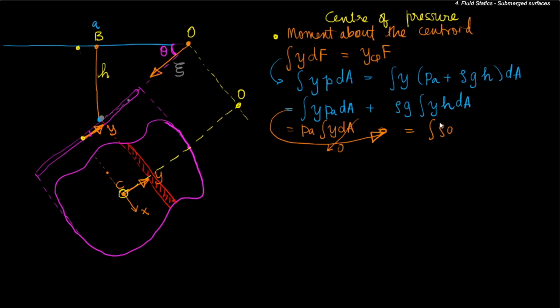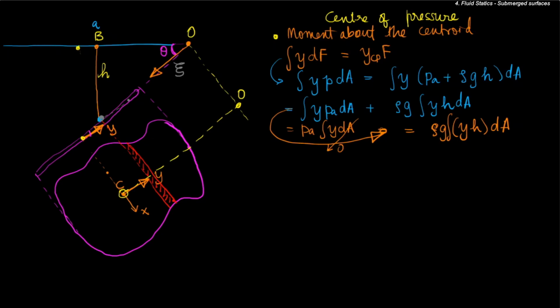integral rho g is out of the integral, so rho g times integral y times h dA. Now y is measured from the centroid and h is at some random point. What we want to do is ideally represent everything in terms of fixed coordinates.